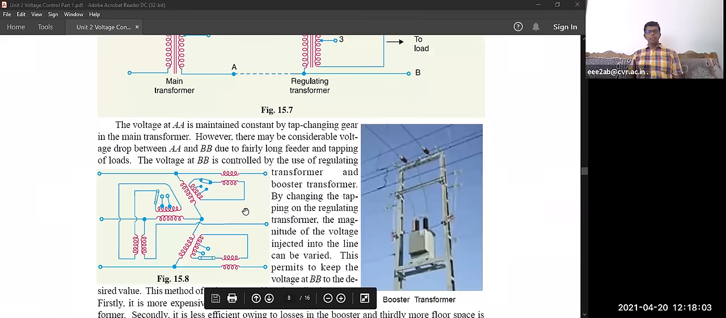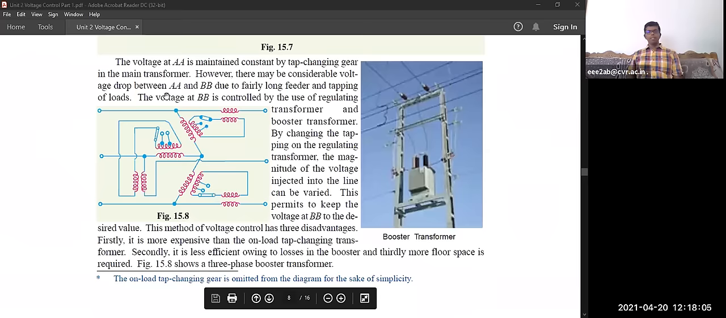Yeah, this is the figure of a three phase transformer. Similarly, here the booster transformer is connected like this. Three phase. This is the figure of a three phase booster transformer.